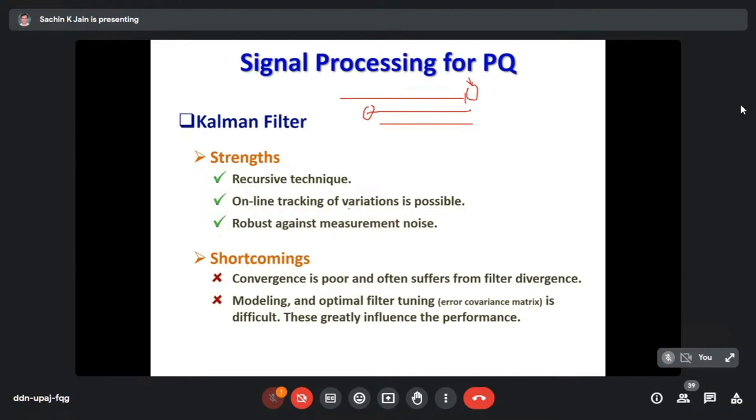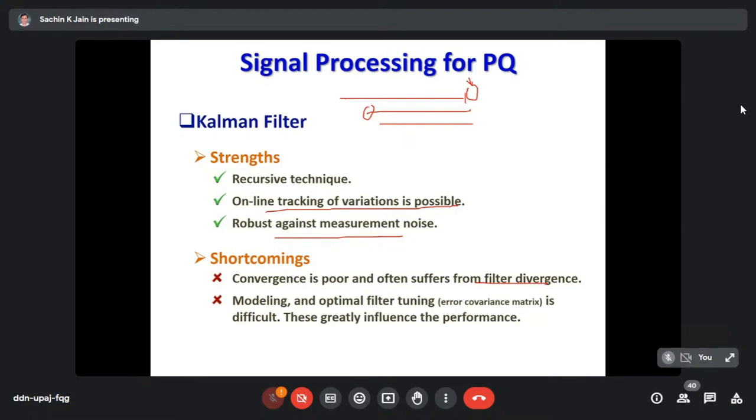Okay, so online tracking of variations is possible with the Kalman filter, and it is robust against measurement noise, but again convergence is poor and it often suffers from filter divergence. And there are some other typical challenges of Kalman filters which are inherited in these techniques, but there are many versions of these techniques.